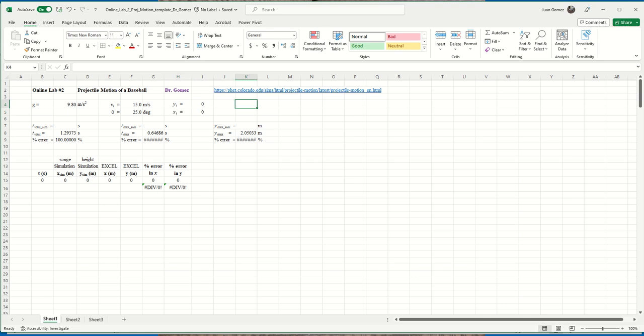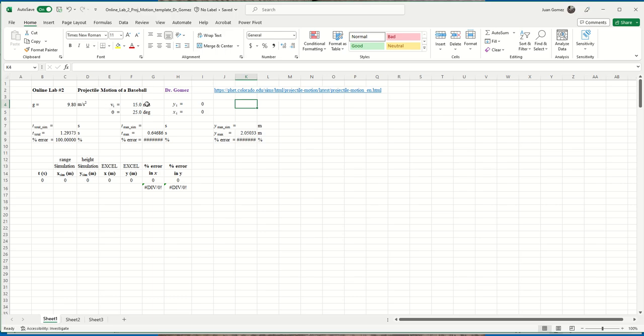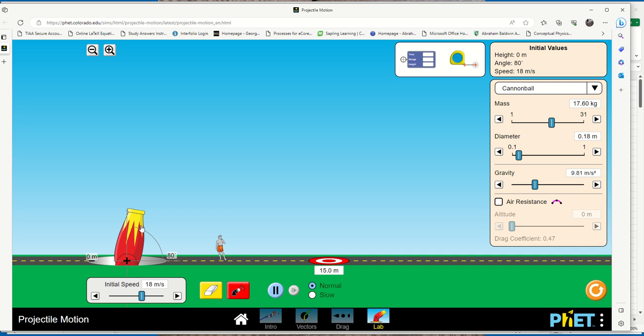So let me go back to the simulation. I want an initial speed of 15 meters per second and an angle of 25 degrees. Again, xi will always be 0, but in sheets 1 and 2, I want yi to be 0. So 15, 25. All right. I'm rotating the cannon. You can see the angle's changing, 25. And I said 15 for the initial speed.